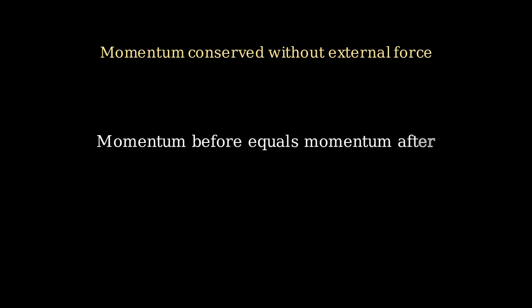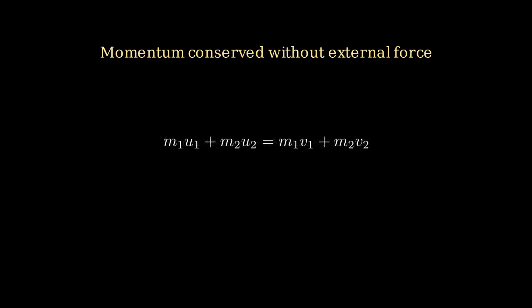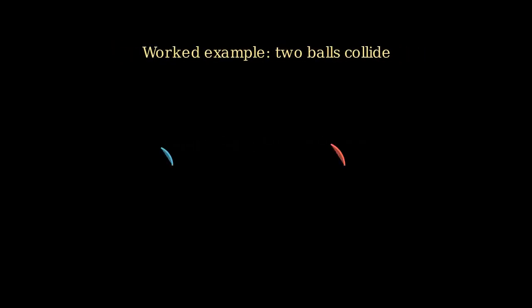Conservation of momentum is a rule that applies whenever no outside force acts on a system. In plain words, total momentum before a collision equals total momentum after the collision. In symbols, we write this as m1 times u1 plus m2 times u2 equals m1 times v1 plus m2 times v2. Now let us look at a worked example using this rule.